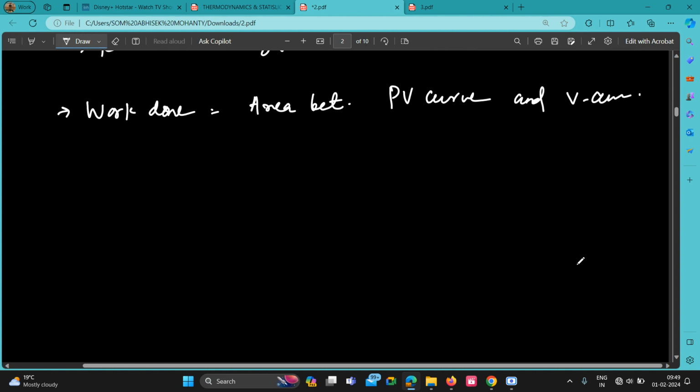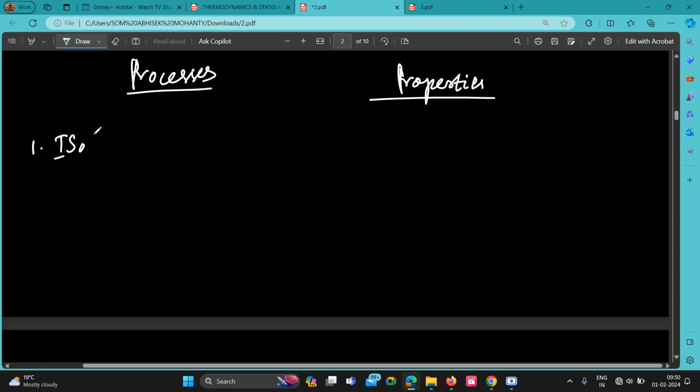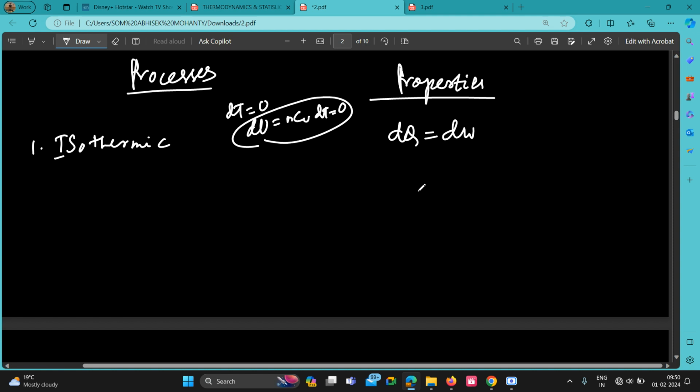Now some processes and their properties. First is an isothermal process. Here dQ will be equal to dW. Why? Because as dT is equal to 0, your dU is nCv dT, and that will be 0. So dQ is equal to dW.